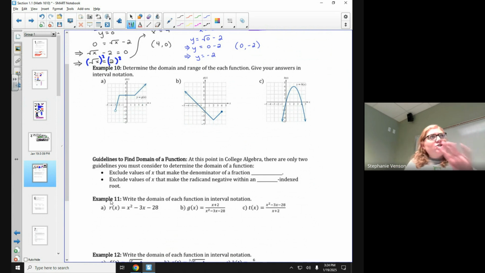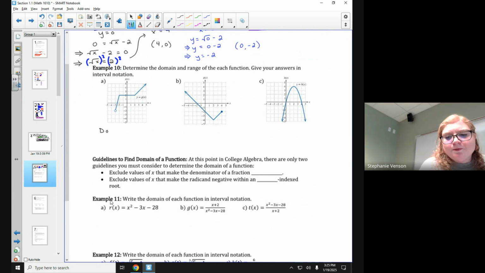So you can think of the domain as lowest x value to highest x value, and then you have to consider if there are any breaks or anything in between. And then you can think of range as lowest y value to highest y value, again, just taking into consideration if there are any breaks or anything in between. Okay, so let's take a look at this. Let's look at part A.